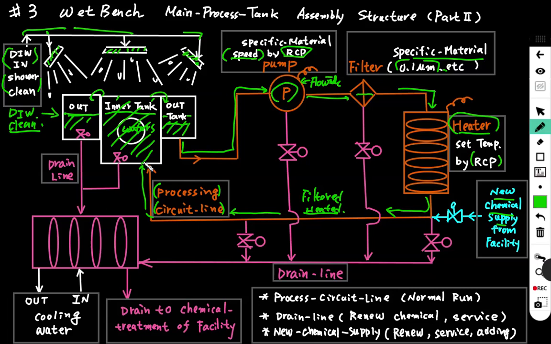This is what we call the circular line. So the process circular line is the normal run condition.